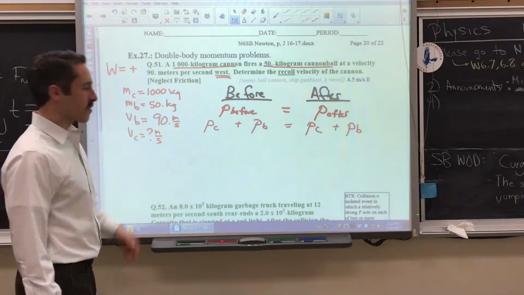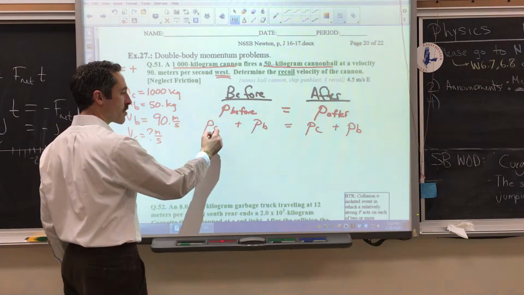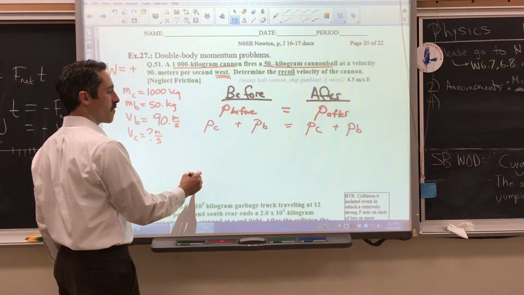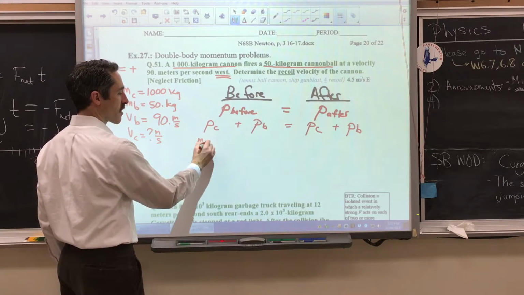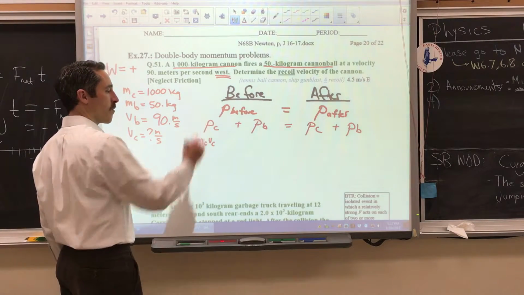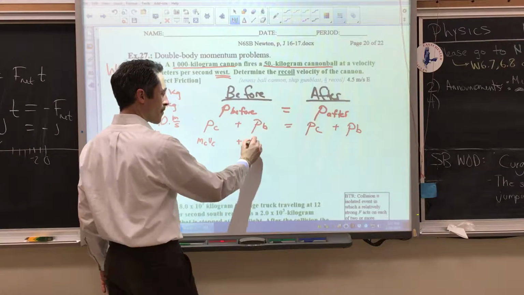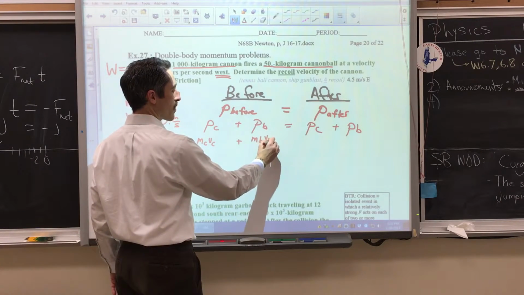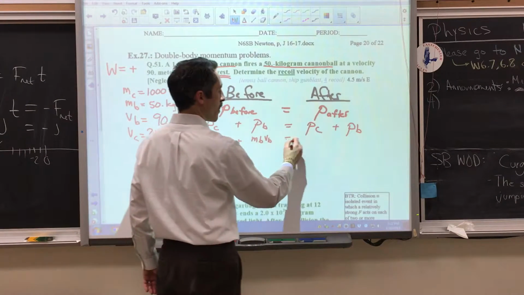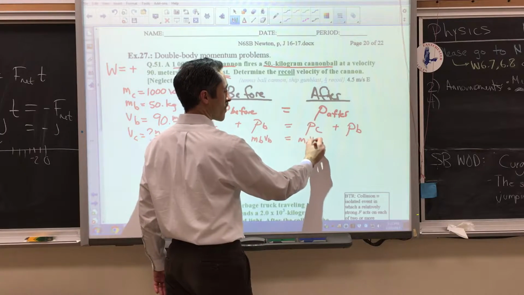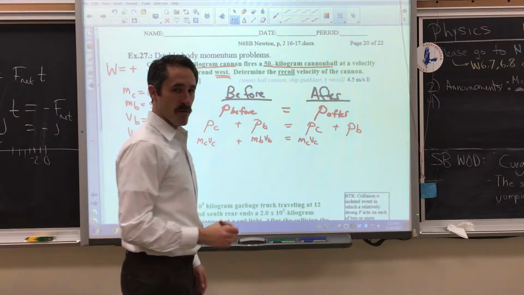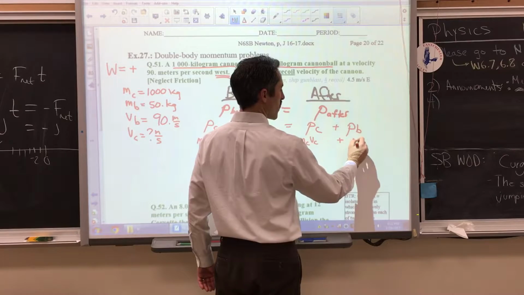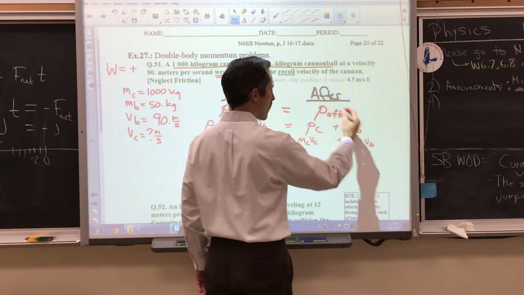Momentum equals mass times velocity, so we can actually rewrite each term here. Momentum of the cannon before is the same thing as the mass of the cannon times the velocity of the cannon before it explodes, plus the mass of the ball times the velocity of the ball before it explodes, and that must equal the mass of the cannon times the velocity of the cannon after the explosion, plus the mass of the ball times the velocity of the ball after the explosion.